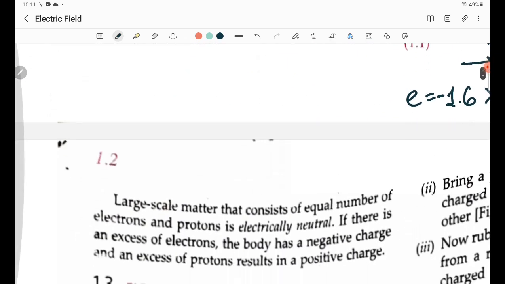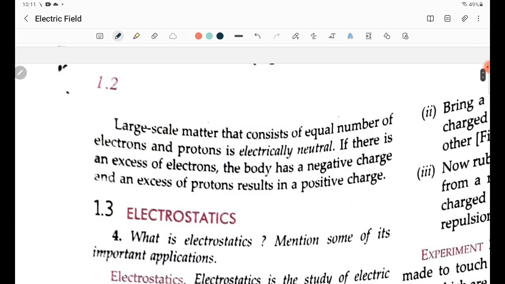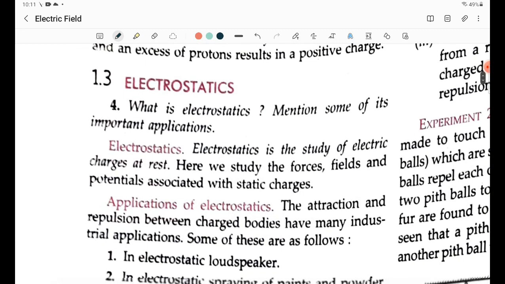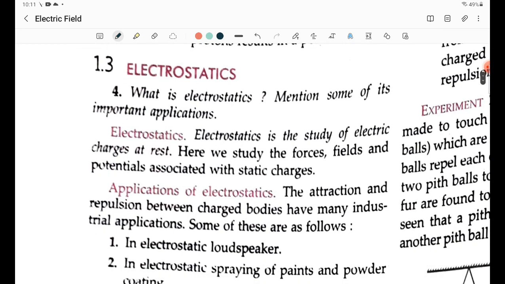So what is electrostatics? Electrostatics is the study of electric charge at rest. Okay, and we are starting with electrostatics only.